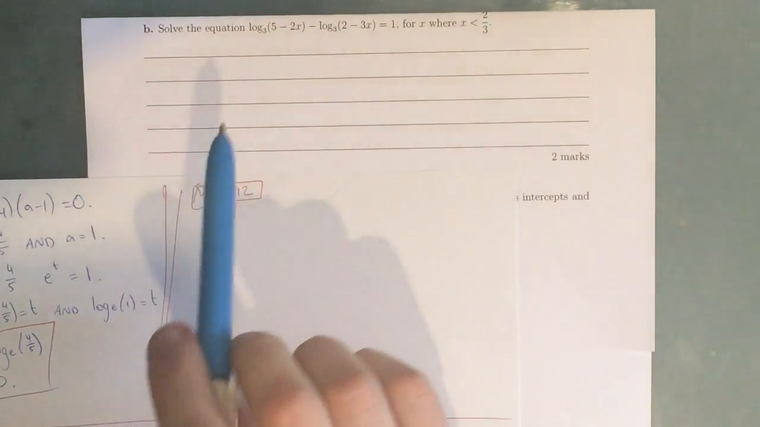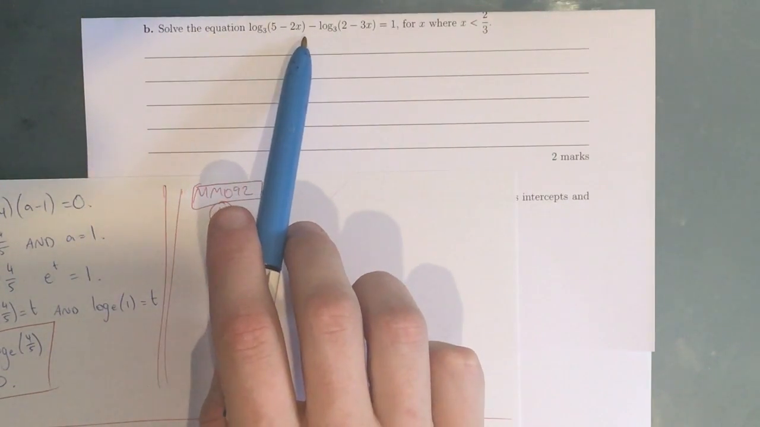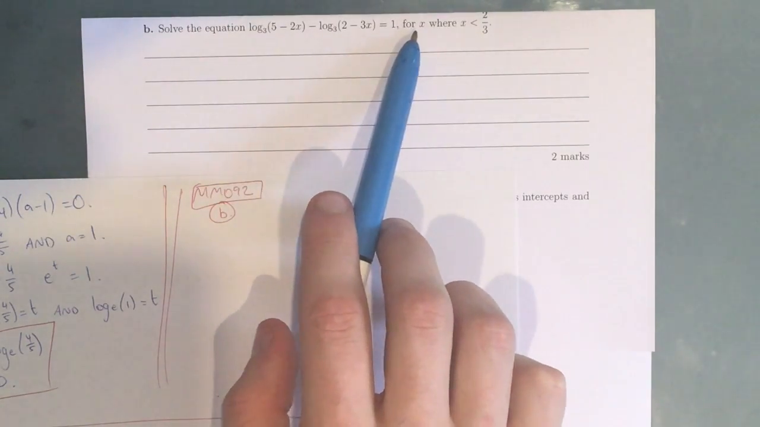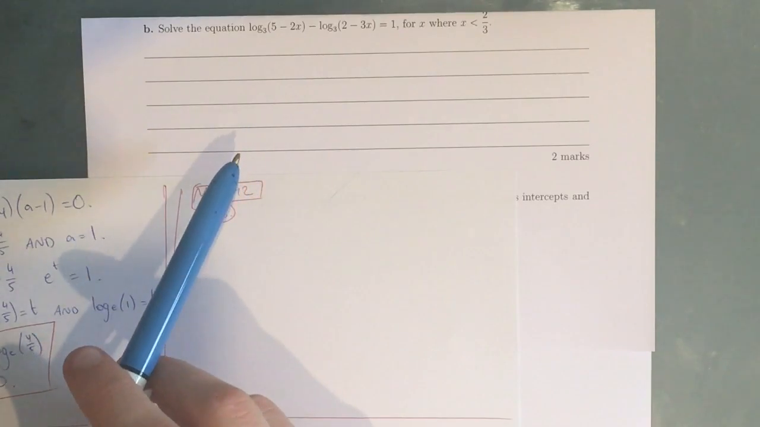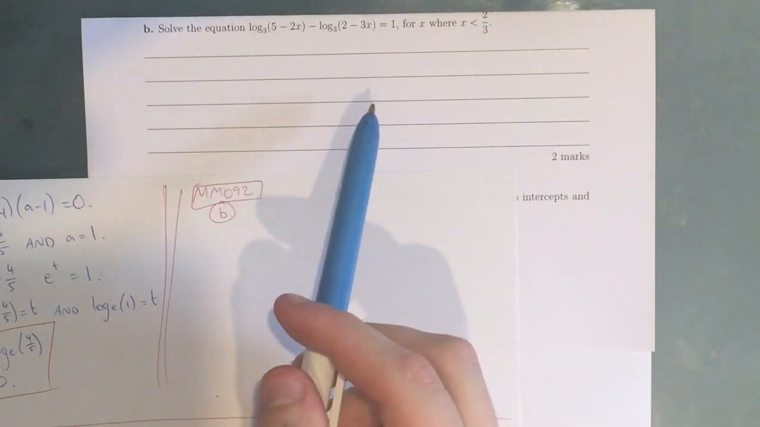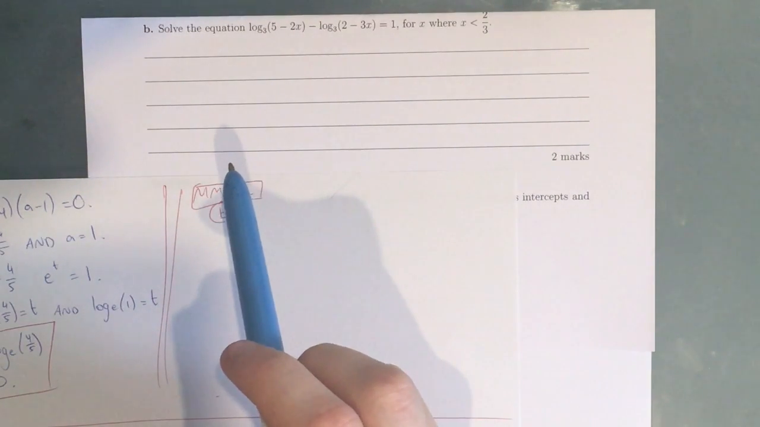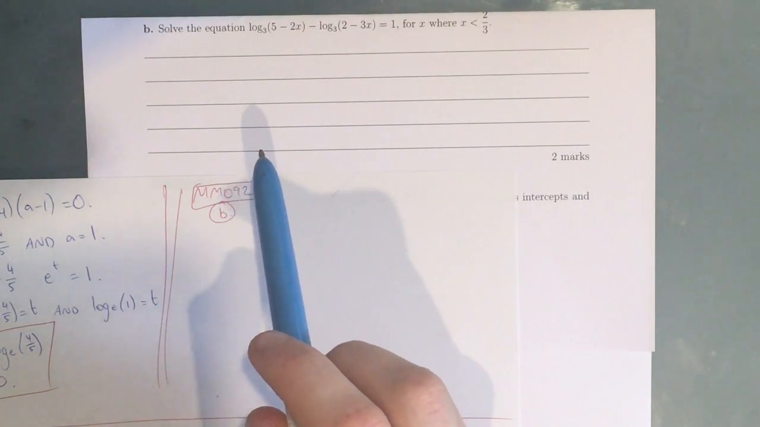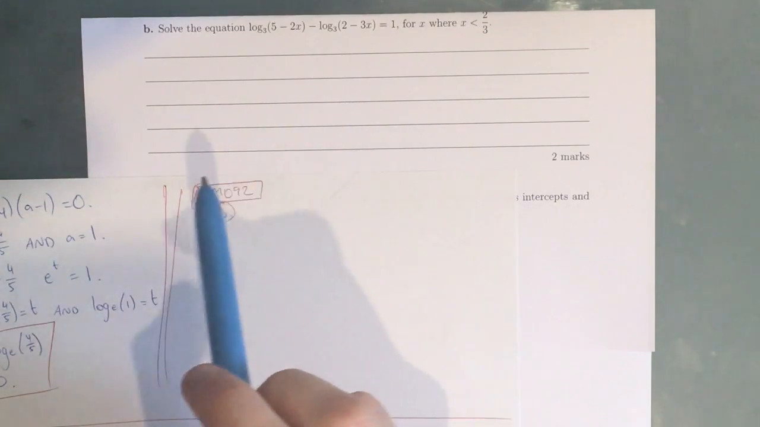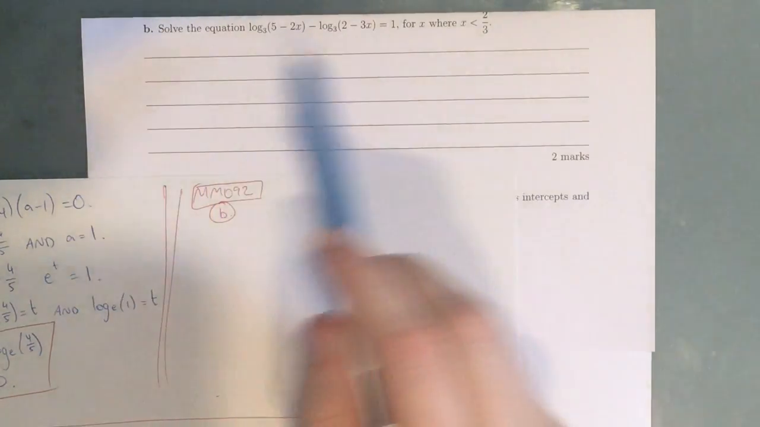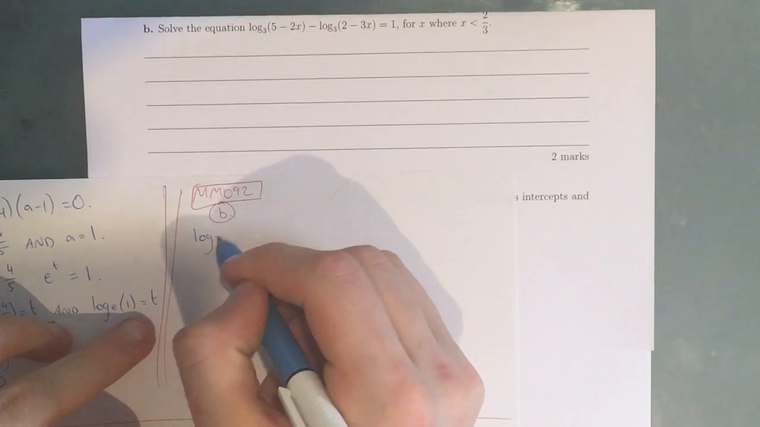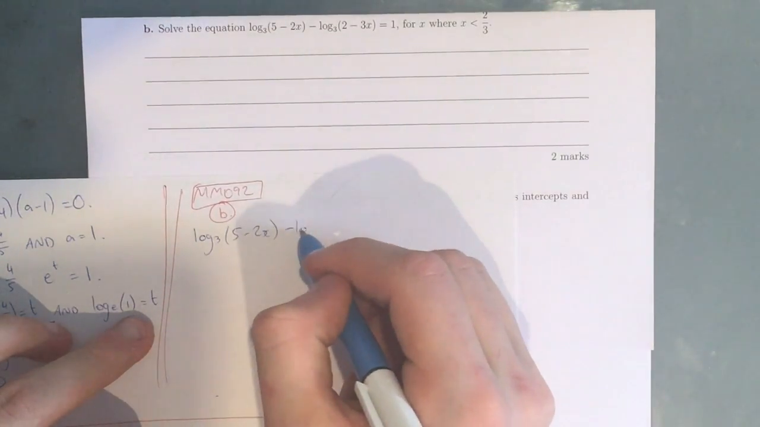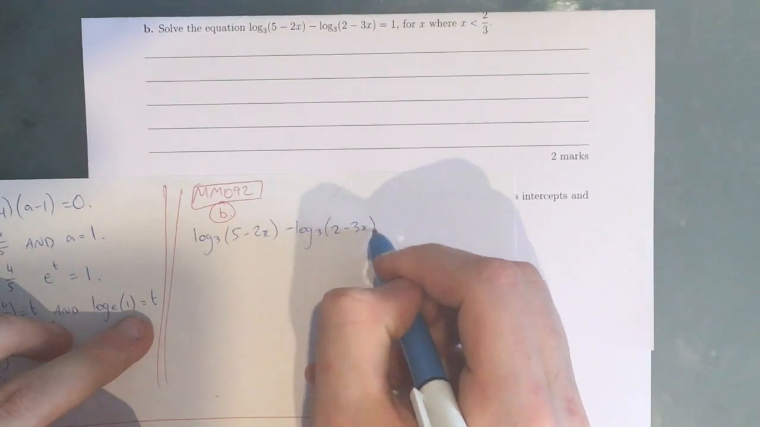Now just looking at part B, we've got solve the equation log base 3 of (5 take 2x) take log base 3 of (2 take 3x) equals 1 for x, where x is less than 2 on 3. So this is not actually relevant to question A. This is a very similar style of question in terms of the A-B structure in exam 1 for maybe the second or third question, or maybe even the first. So yeah, this is just a log equation. So we've got log 3 of (5 take 2x) minus log 3 of (2 take 3x) equals 1.